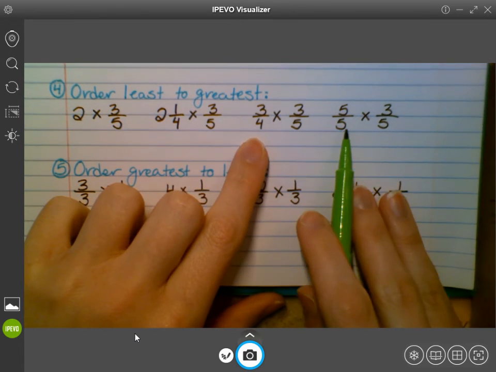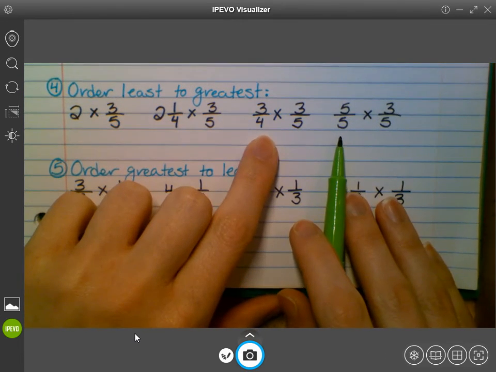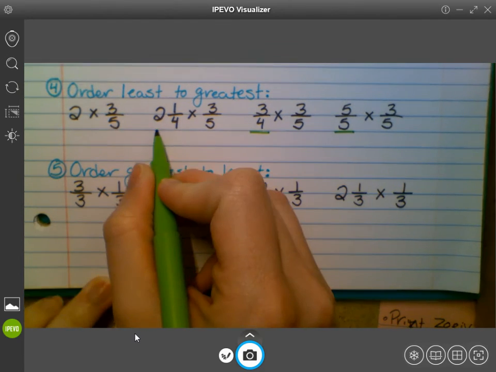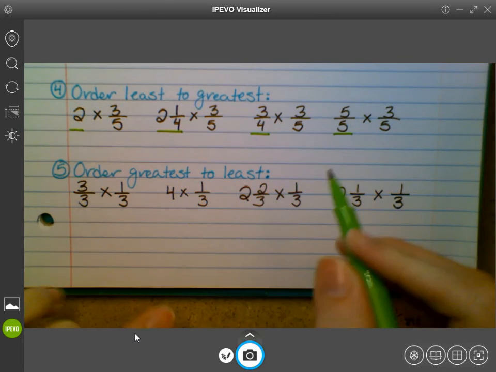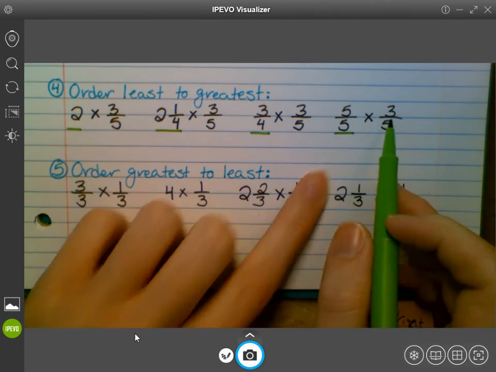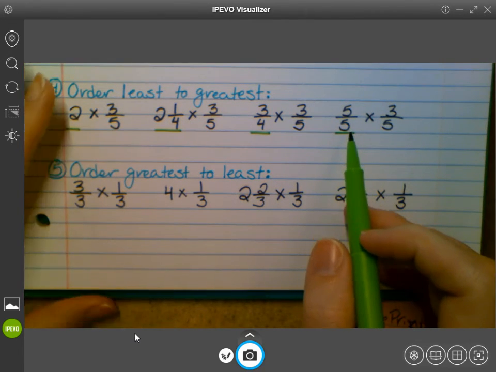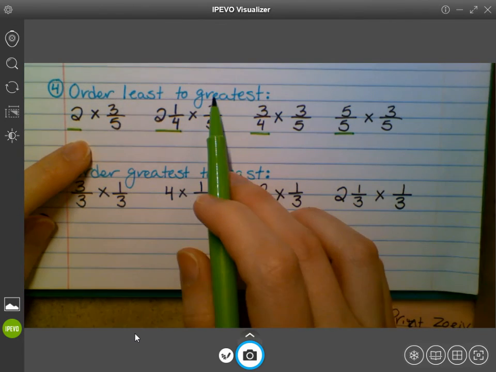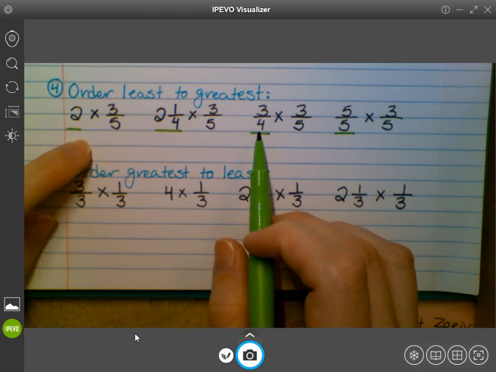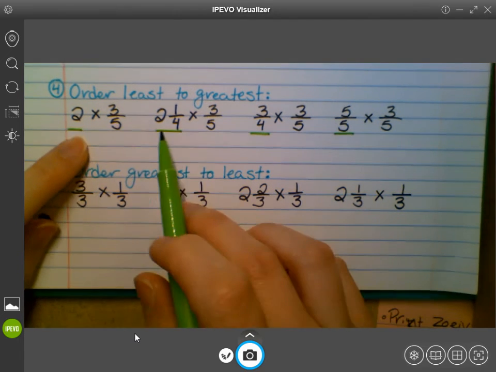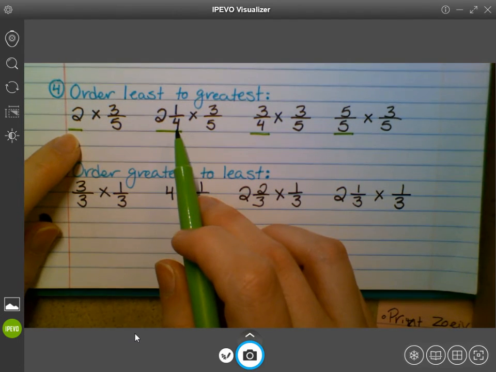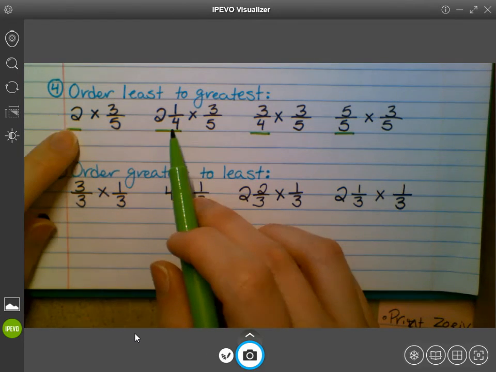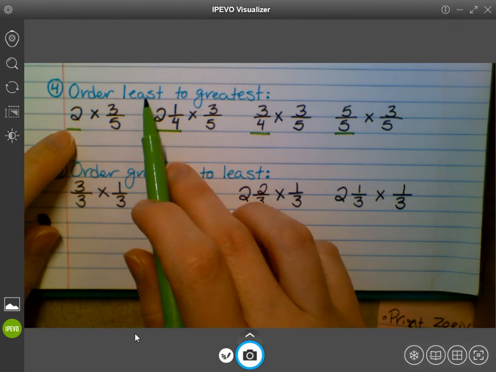If we look at what 3/5 is being multiplied by in each, I'm going to underline them. So we have 5/5, 3/4, 2 and 1/4, and 2. Whatever 3/5 is being multiplied by determines its order. Since we're going from least to greatest, we need to look for the smallest fraction or mixed number to start us off. Well, 2 and 2 and 1/4 are both greater than 1, right? Yes, so those are our largest numbers. We're starting with our least.